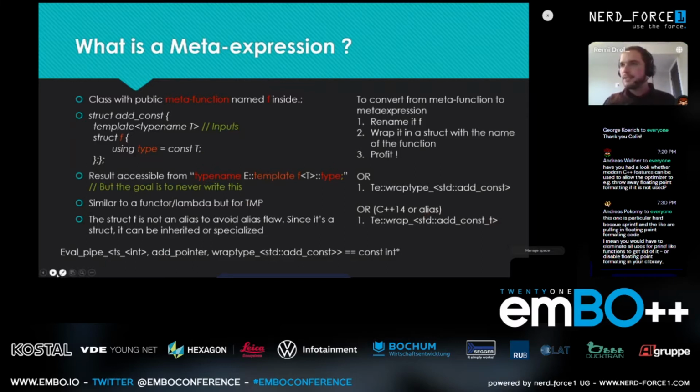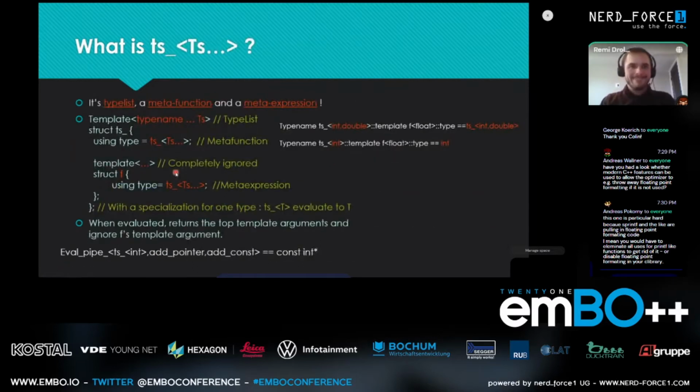Okay, next slide. So TS, this is the function that most of my evaluation begins with, because it's a typeless meta function and a meta expression all at the same time. So it's template typename dot dot dot TS. So it's a typeless type. This is a using type is equal to itself. So it's a meta function, but I don't use it that much. Sometimes it's useful, but not a whole lot of the time.